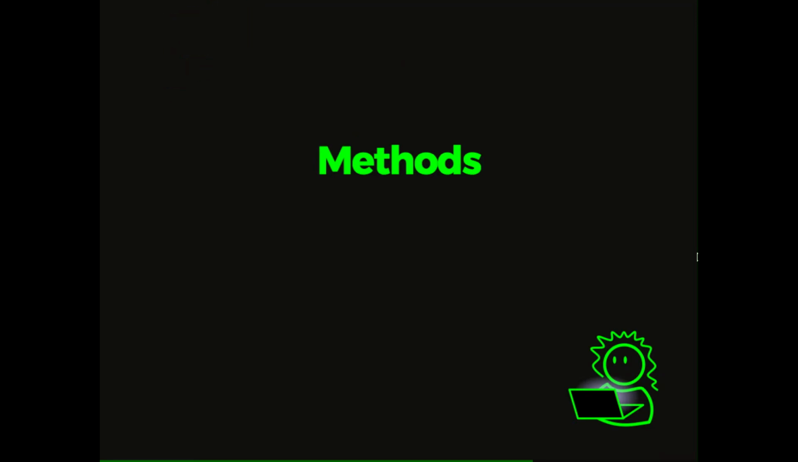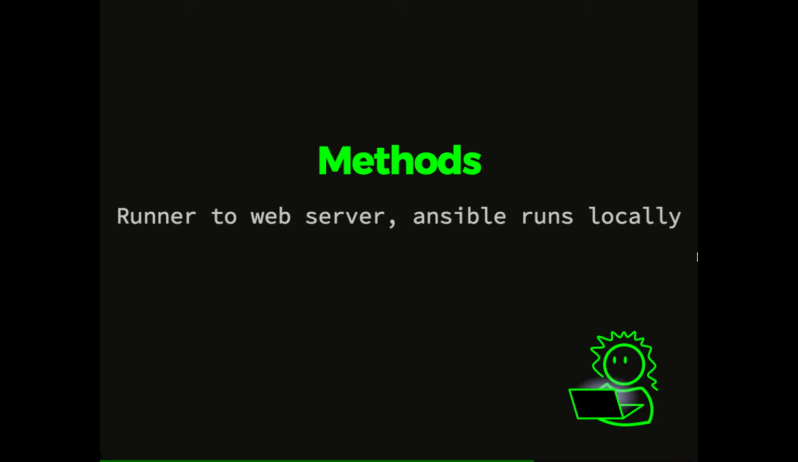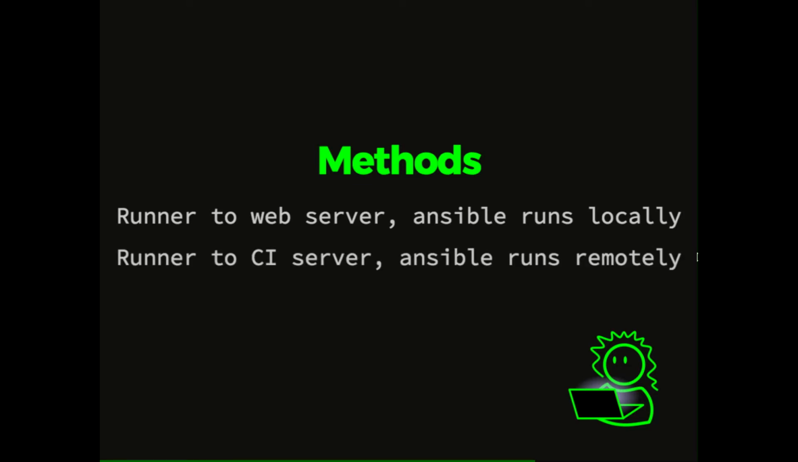Now there's a few different ways that you can actually set this up, because we have both Ansible and GitLab CI. One way that we tend to do it is that we have the runner connect to the web server, and then Ansible just runs locally. This is great on our own hosted platforms that we maintain at 10.7 because we maintain Ansible on those platforms. But it doesn't really work for shared hosts very well.